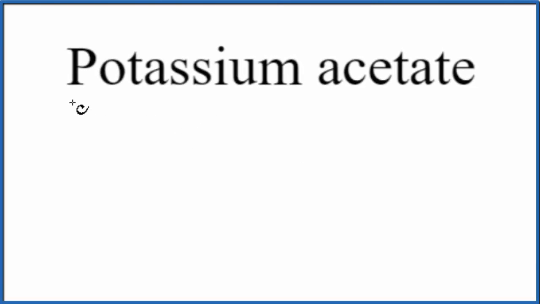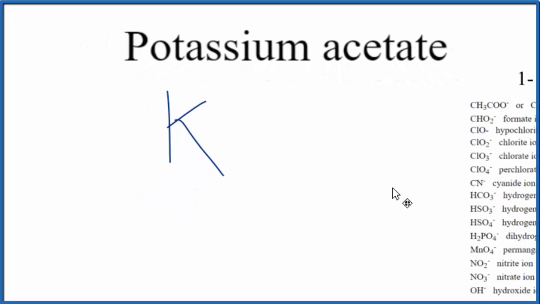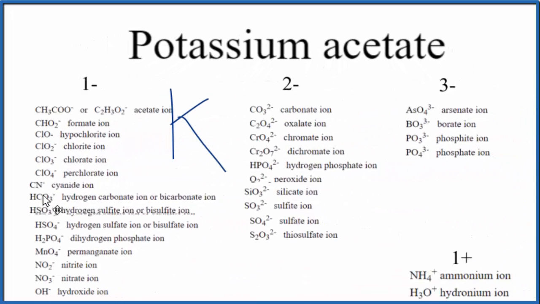To write the formula for potassium acetate, we first will write the element symbol for potassium, and that is just K for potassium. So the acetate, this -ATE, that means we won't find this on the periodic table. We either need to have memorized that it's the acetate ion, CH3COO-, or if we're allowed, we could look it up on a table of polyatomic ions.